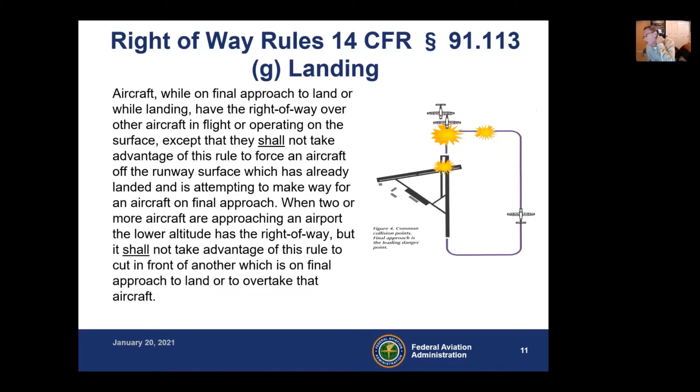So once again, this slide is representative of the leading danger point, which is right here, base leg to final. This is your leading danger point. This rule basically states the aircraft on final approach to land have the right of way over aircraft, including departing aircraft. And should there be 2 or more aircraft on final approach, the lower aircraft has the right of way. However, you cannot take advantage of that rule to give yourself the right of way. Remember, let's go back. One of the terms I use is let's be professional when we do all this flying.